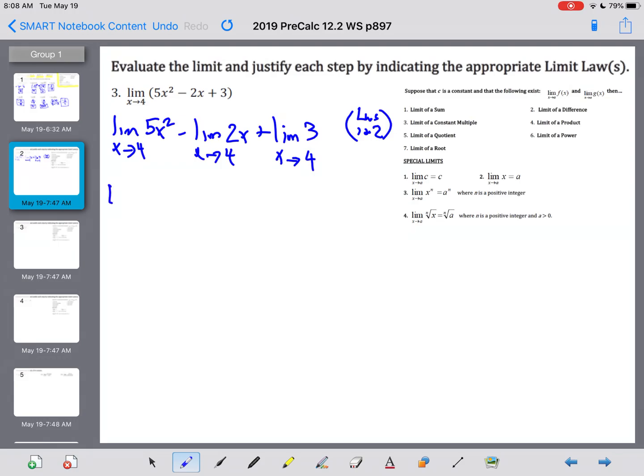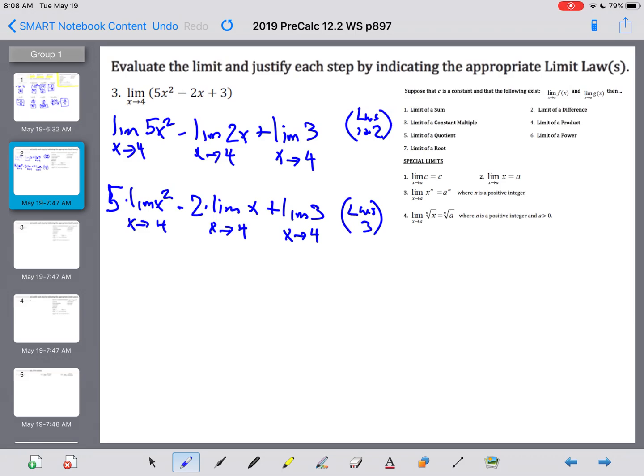Okay, I'm going to go ahead and deal with these constants here. So I'm going to write this as 5 times the limit of x squared as x approaches 4 minus 2 times the limit of x as x approaches 4. And this one is going to stay the same. Not much action there. And again, I used law 3.